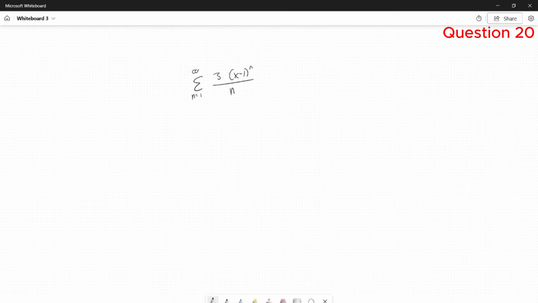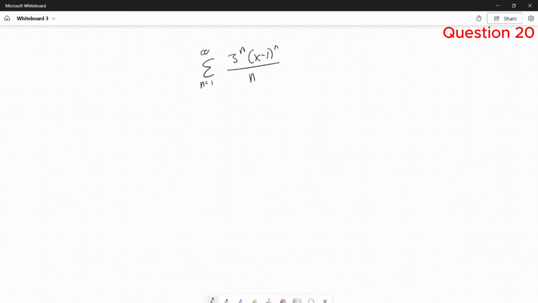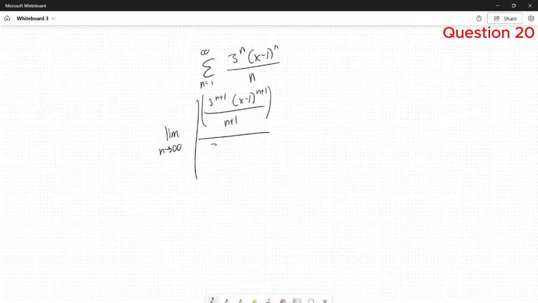Now, interval of convergence is screaming at us, ratio test, in which case we will gladly oblige. Let us do this. The limit as n approaches infinity of 3 to the n plus 1 times x minus 1 to the n plus 1 over n plus 1, all of this over 3 to the n times x minus 1 to the n over n.